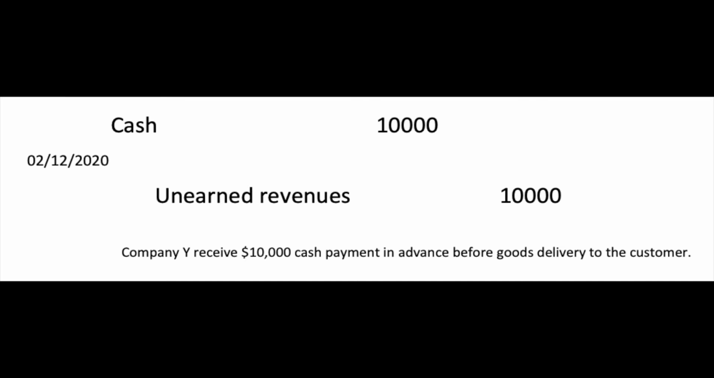The third transaction, Company Y received $10,000 cash payment in advance before goods delivery to the customer. Under this circumstance, cash is debited for $10,000 and unearned revenue is credited with an equivalent amount.